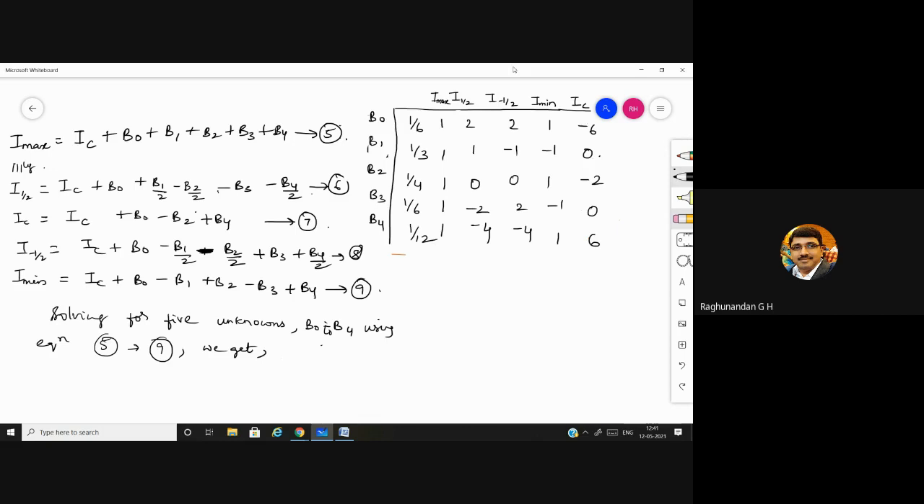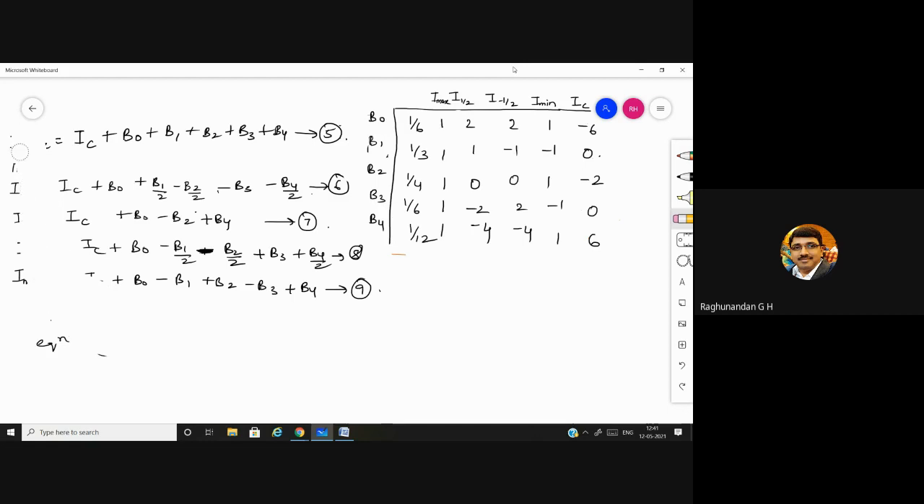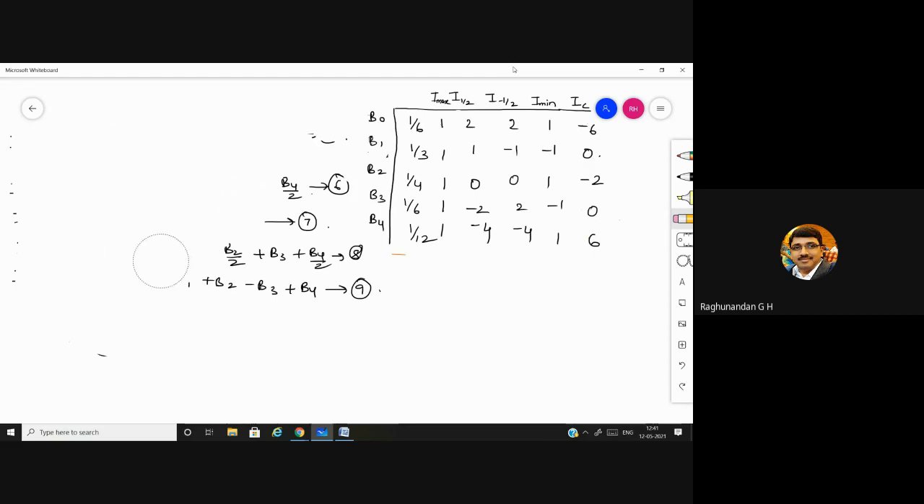If you remember this table, you can write the equations. These are the equations for B naught, B1, B2, B3 and all. You can write. But don't write this in examination. You just write it in your rough page. If this question is going to appear, write this in rough page, and looking into that, you can write the equation.